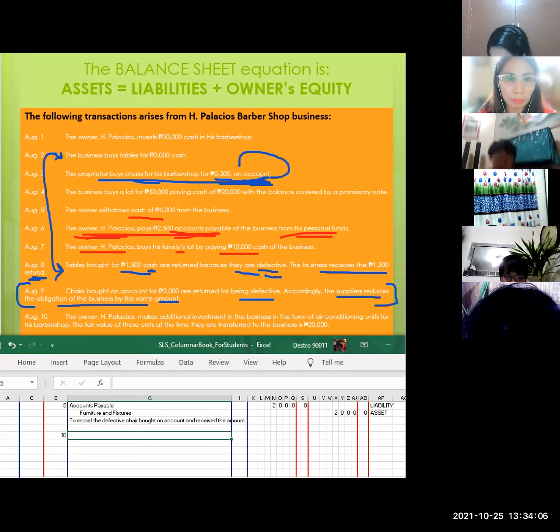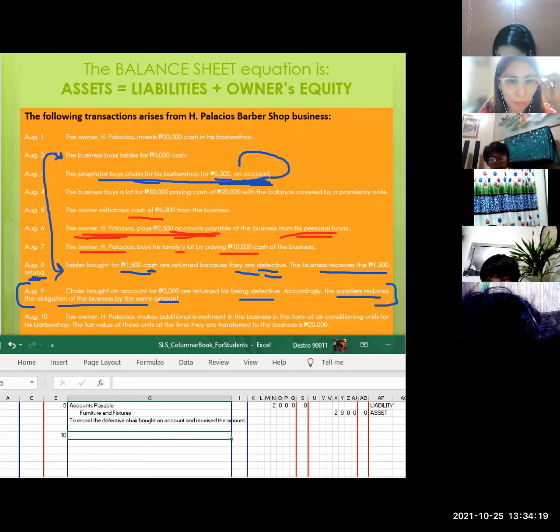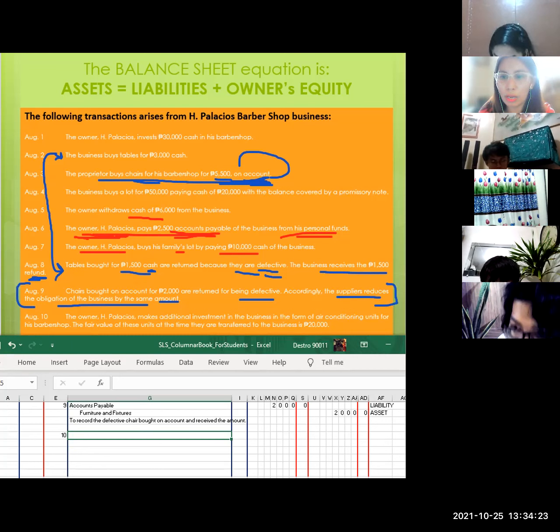The owner, H. Palacios, makes additional investment in the business in the form of air conditioning units for his barber shop. The fair value of these units at the time they are transferred to the business is 20,000 pesos.